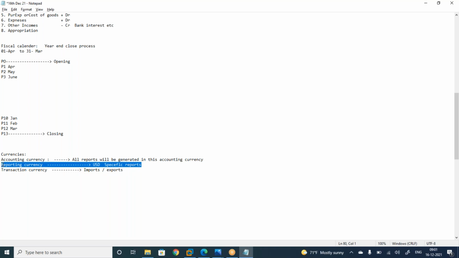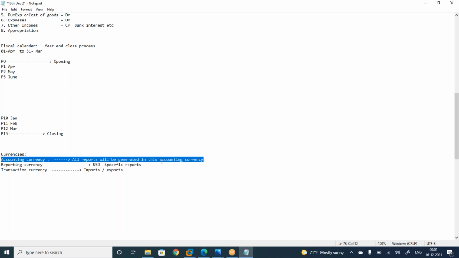But I think the reporting will be in the company currency, right? No, reporting currency. See, that's why I'm telling you, accounting currency is the company currency, and all reports will be generated in this one. This is optional only. If you want to use it, you can use it. Otherwise, you can skip.